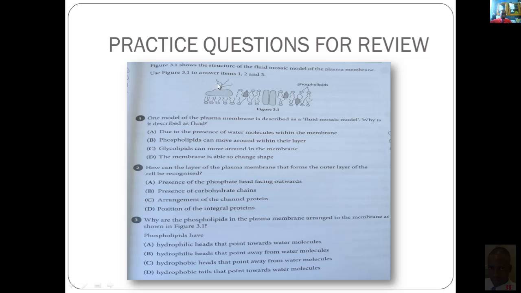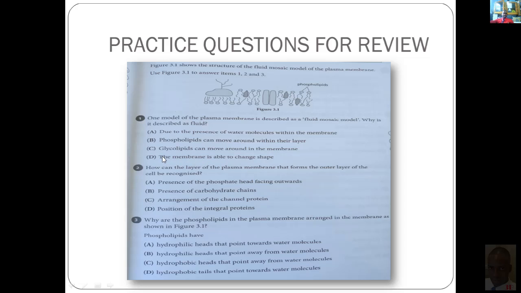So you can see an example here of the fluid mosaic model. And what you can do is try and identify some of the parts. They identify the phospholipids. They show you right here, this would be a channel protein, and this here would be a glycoprotein, which is also a peripheral protein. I call it a glycoprotein because you can see the carbohydrate chain spiking off the protein.